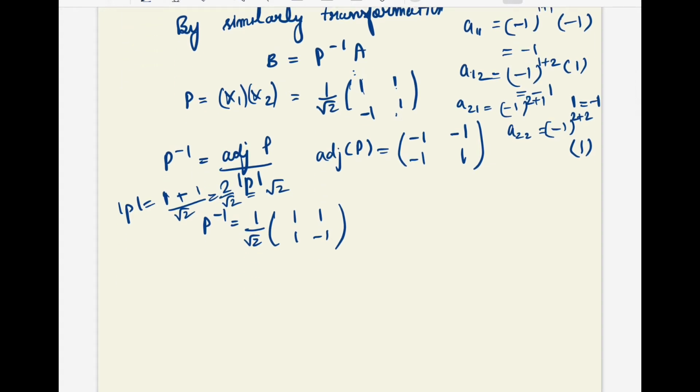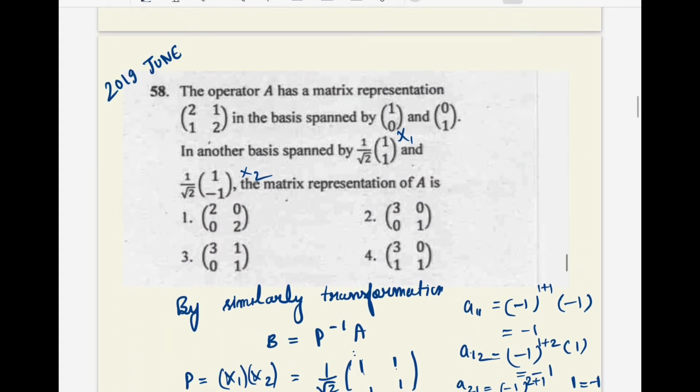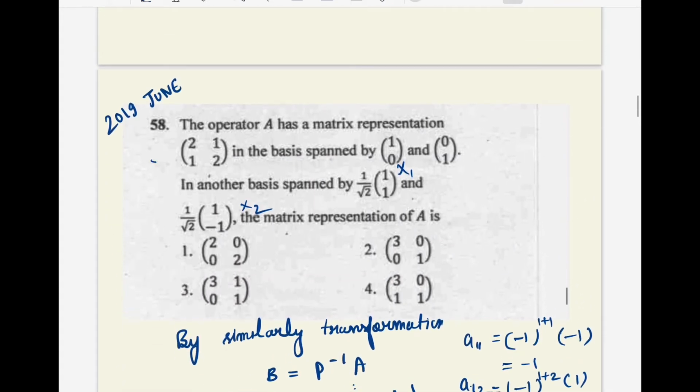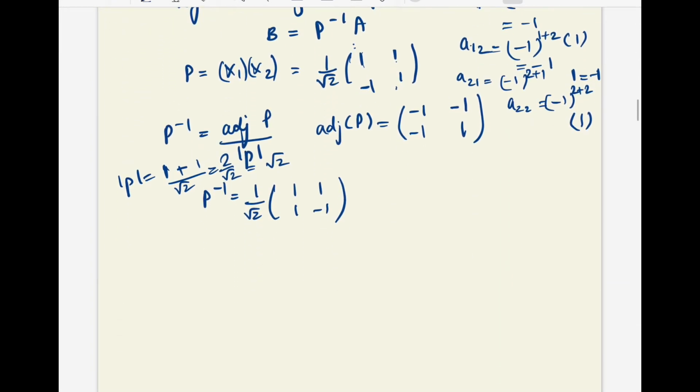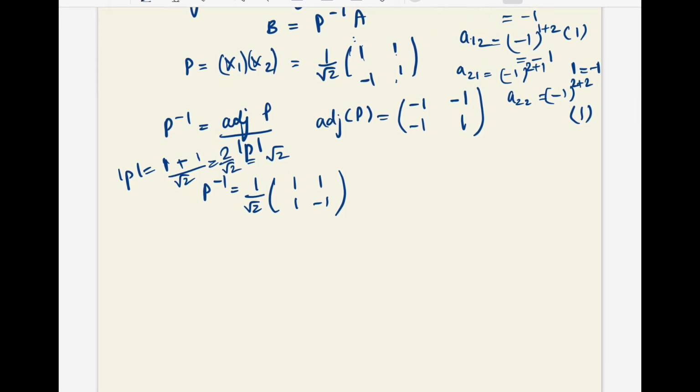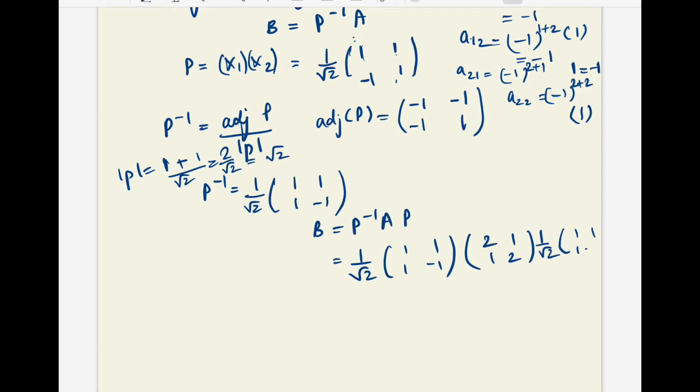Another part is, P inverse is this. Now which representation do we have to find? The operator A has a matrix representation 2 1 1 2 in the basis spanned by 1 0 and 0 1, okay. This is the operator. A has a matrix representation in the earlier basis. Now for a new basis, what we have to do is put it in this equation, P inverse AP. P inverse is given as 1 upon root 2, 1 1 1 minus 1. A is given as 2 1 1 2, again 1 upon root 2, 1 1 1 minus 1.